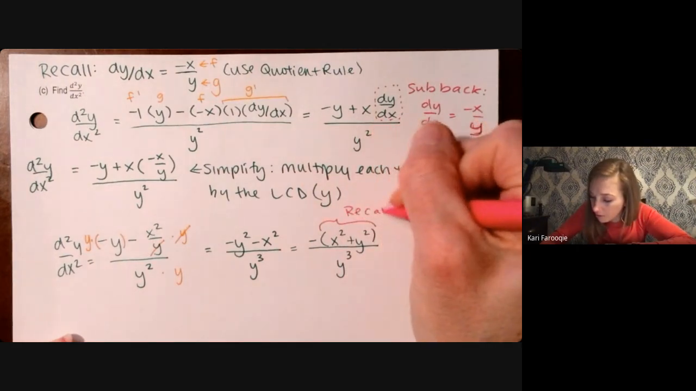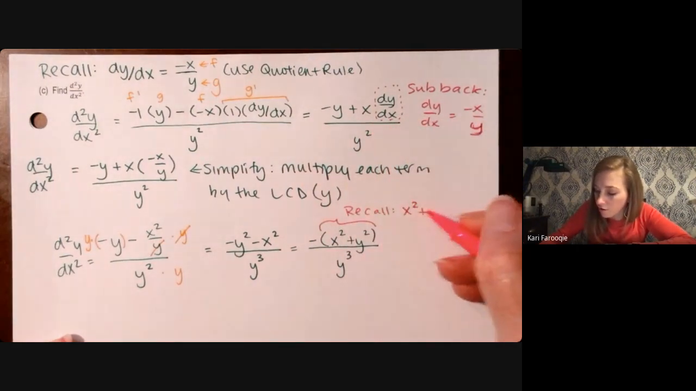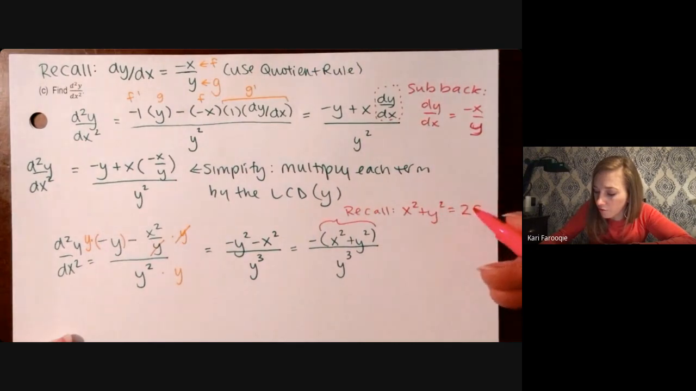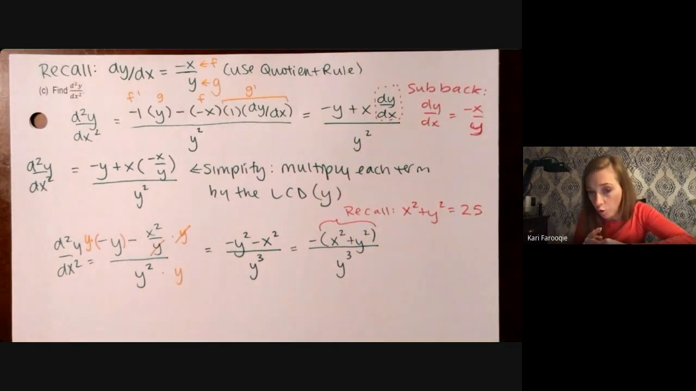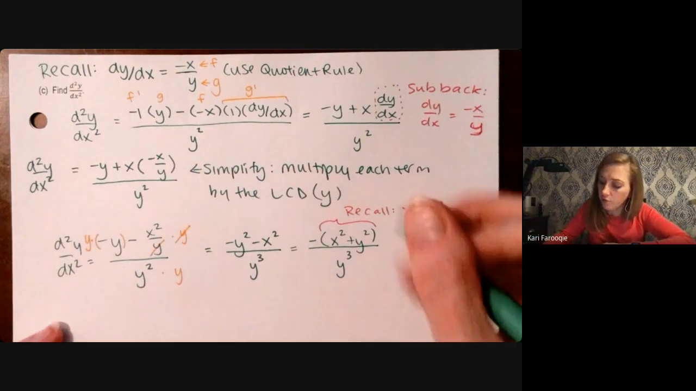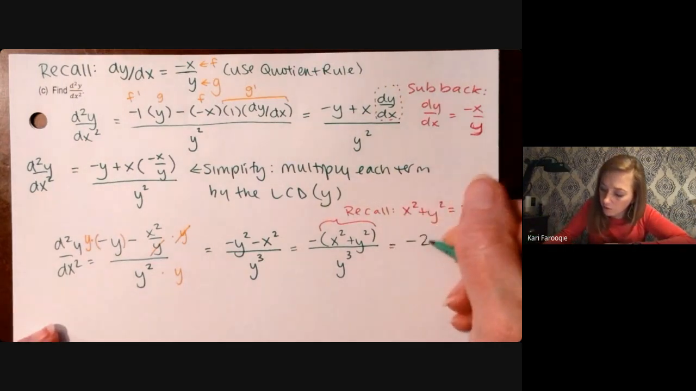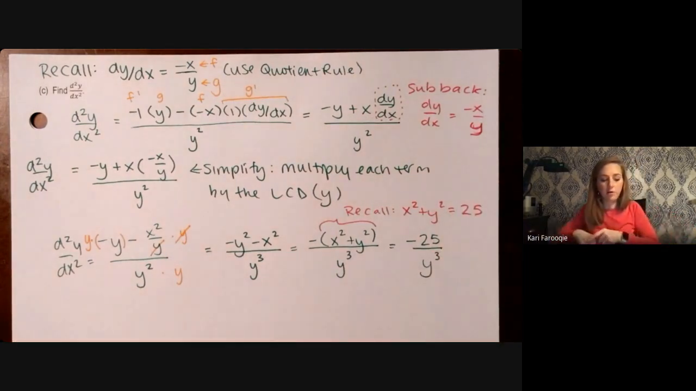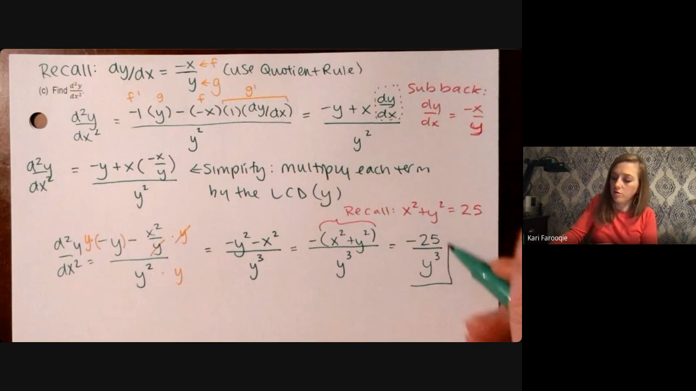Recall, x squared plus y squared equals 25. Now, that's not always going to be something that's easy to sub out, but in a lot of cases you will be able to, and it'll make your second derivative a whole lot cleaner, a lot more concise. Okay, so now I can say that we have negative 25 over y cubed, and that is our second derivative.